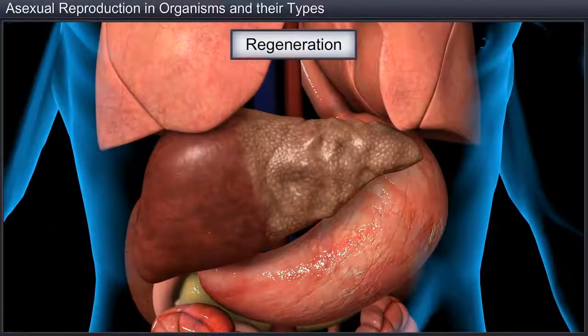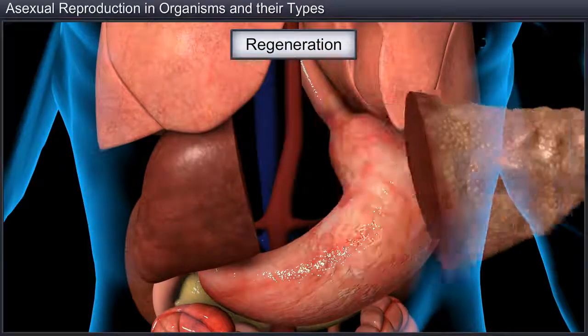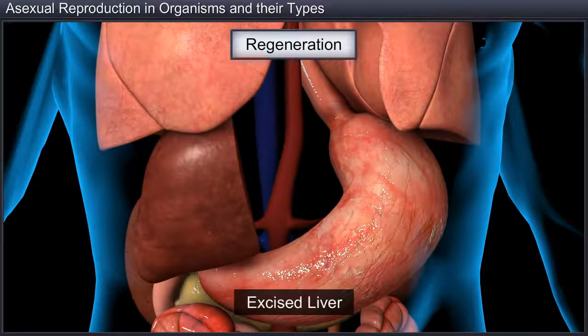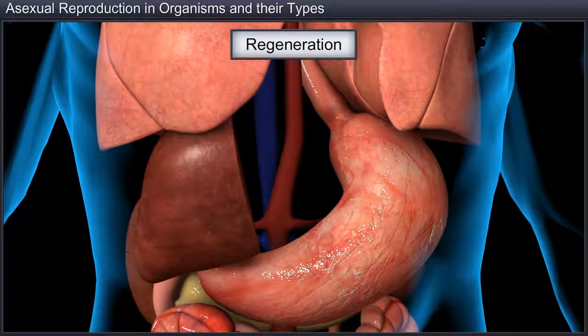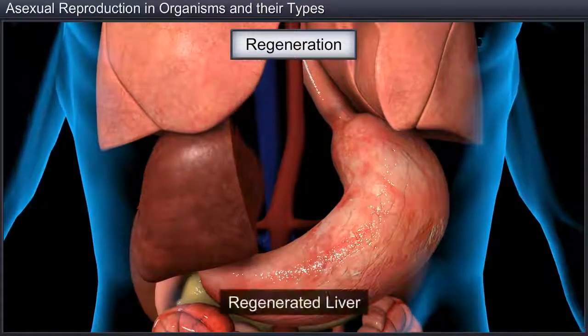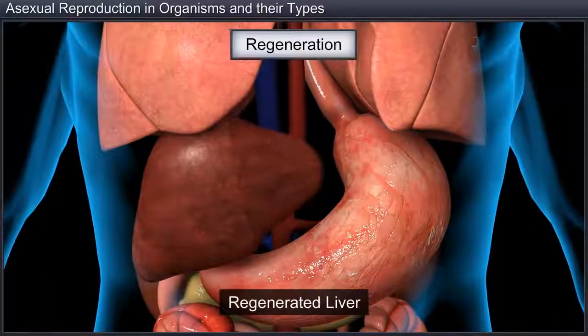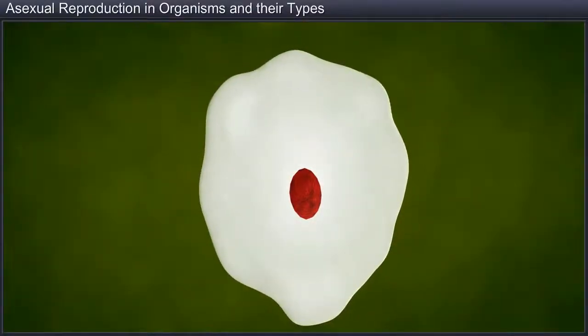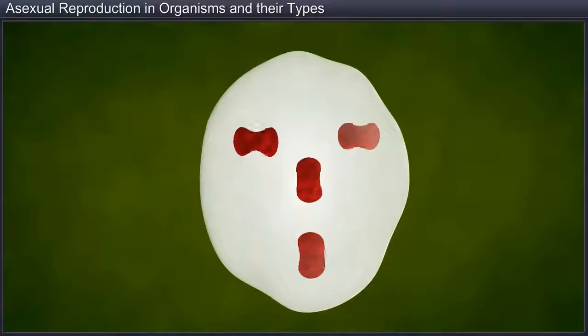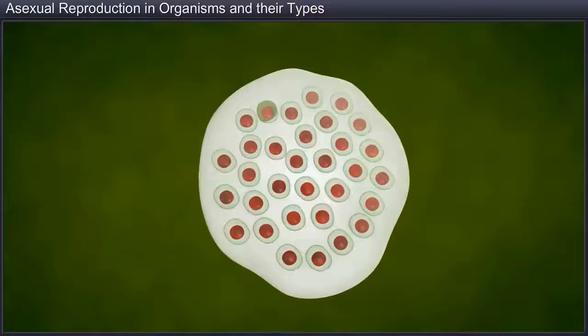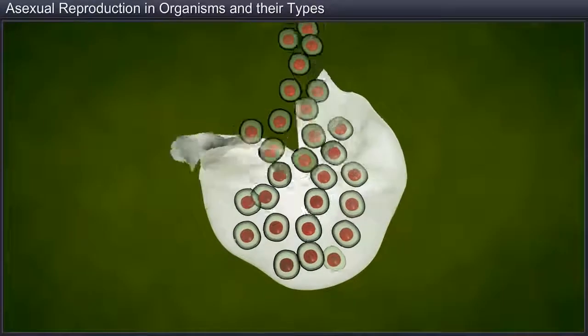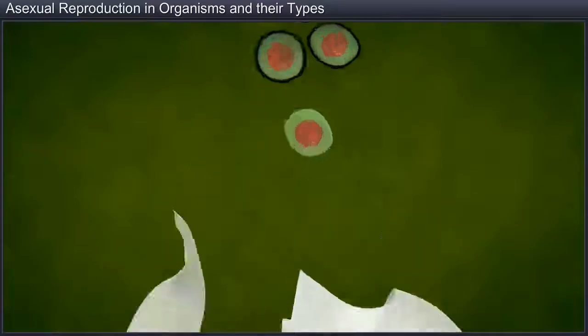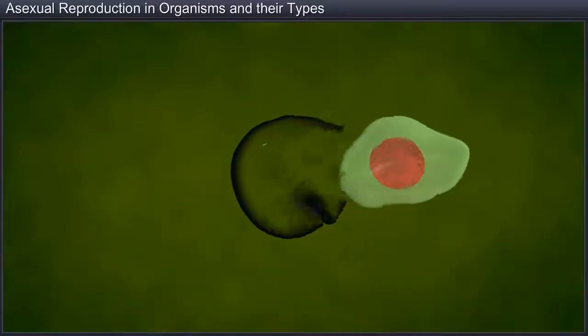For example, if 3/4 of a damaged liver is removed, then the remaining healthy part of the liver grows back to its original size. Thus, asexual reproduction enables an organism to reproduce quickly and sometimes even helps it to tide over unfavorable conditions.